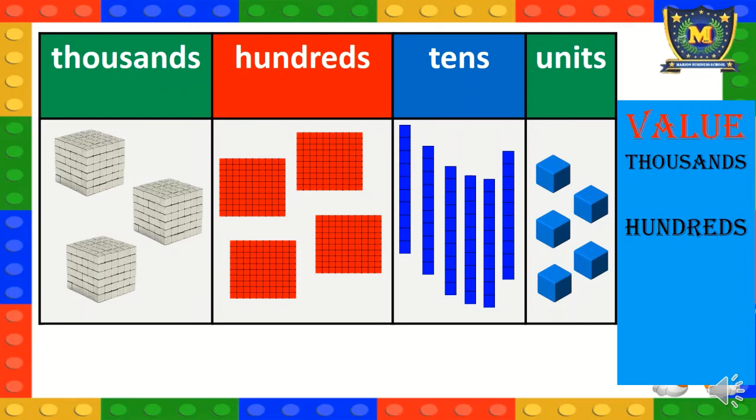Now let's start with units. Tell me how many units we have here on the units place. Yes, it's 5. Now how about rods on the tens place? How many rods we have here? If your answer is 6, then you're right.